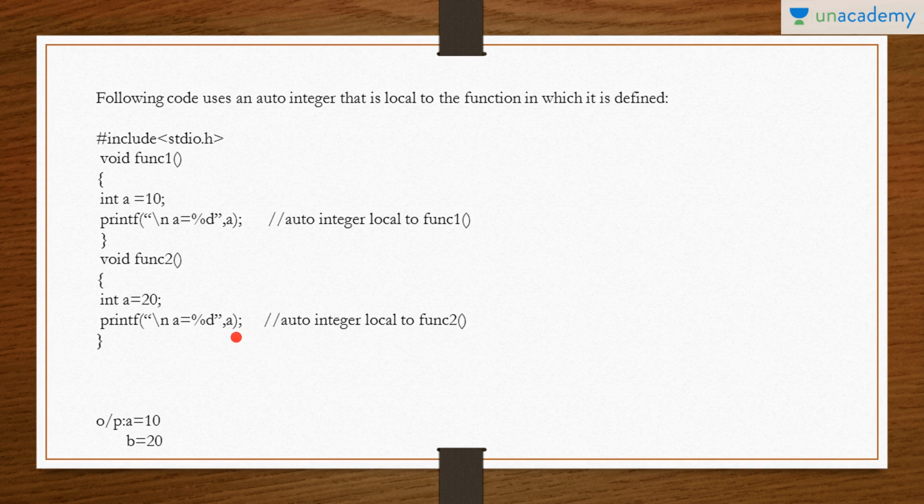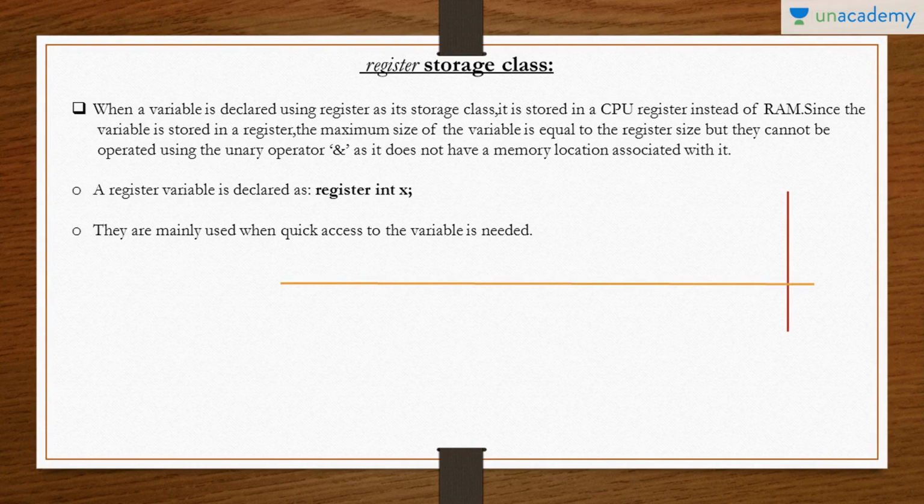And here for function 2 it is int a equal to 20, meaning the values are different. So, as you see here, this will be the output that you get as you compile it. The output will be a equal to 10 for this function 1 and a equal to 20 for this function 2. Okay, so hope you got it.